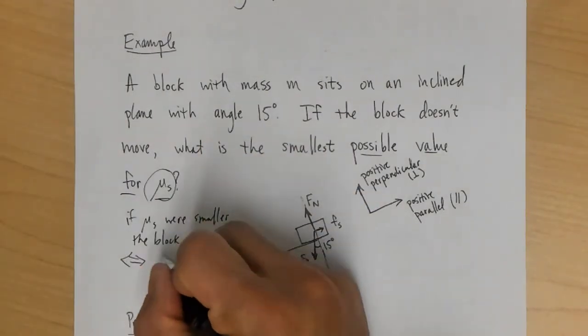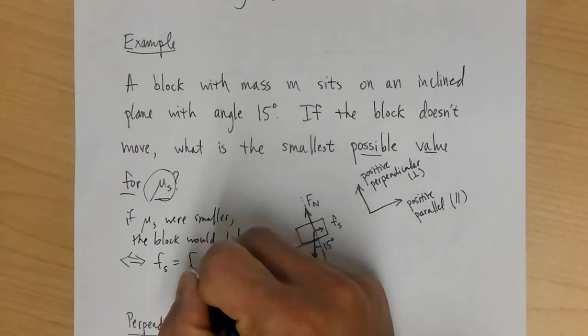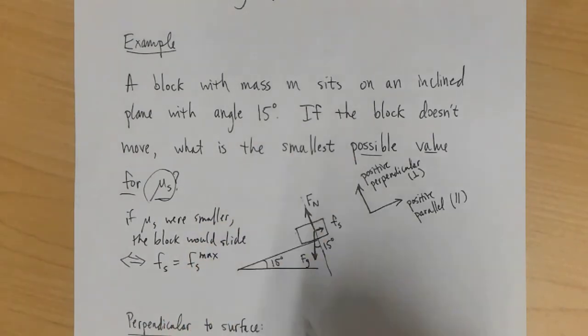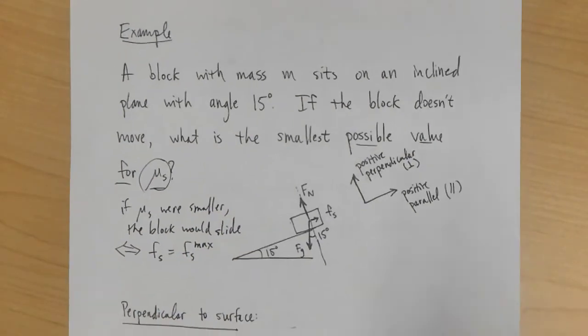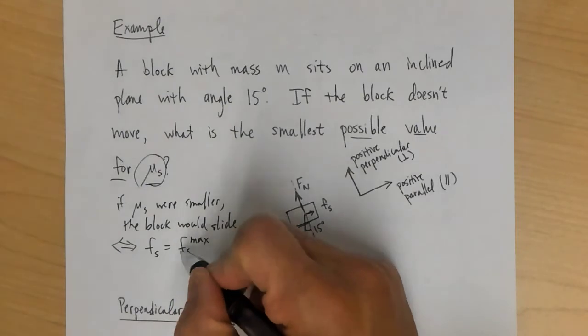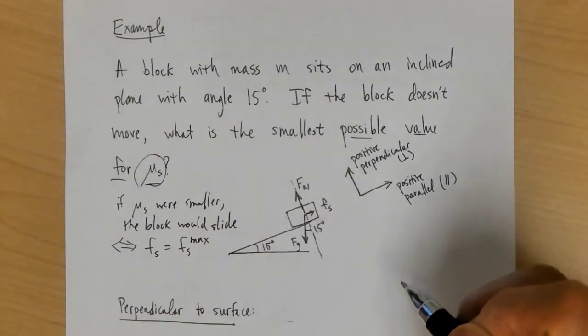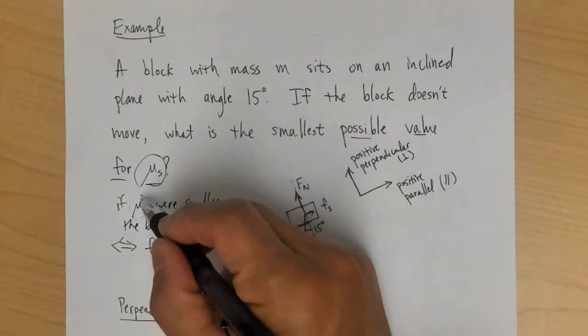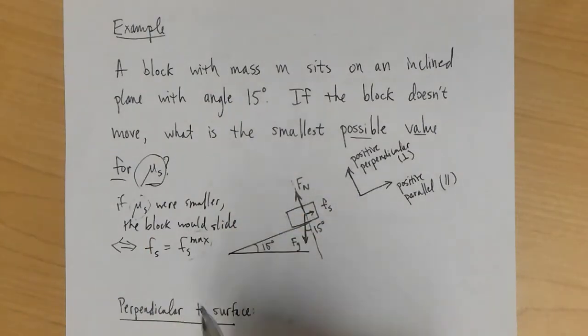This is equivalent to saying that the force of static friction is equal to the maximum value that it can have. Because if it were not equal to the maximum but less than the maximum, then I could make mu s a bit smaller, and this could be made a bit smaller. Okay?